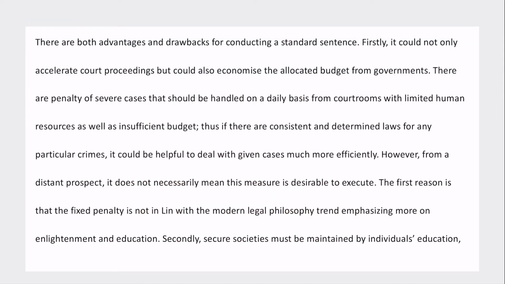"There are both advantages and drawbacks for conducting a standard sentence." For implementing. Conducting is more like carrying out or doing something, like "I conducted my class." But implementing is putting something into practice. So implementing a sentence would be to come up with the sentence and then carry it out. So it's a better fit here than conducting.